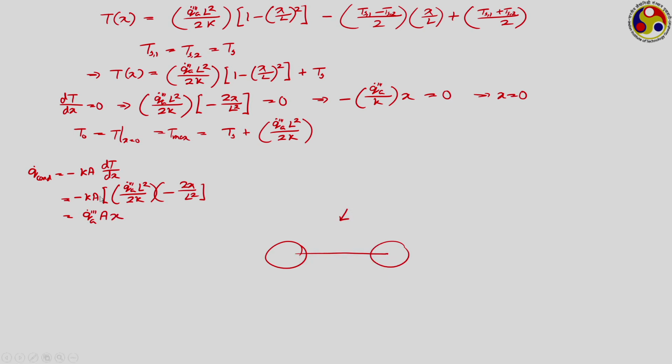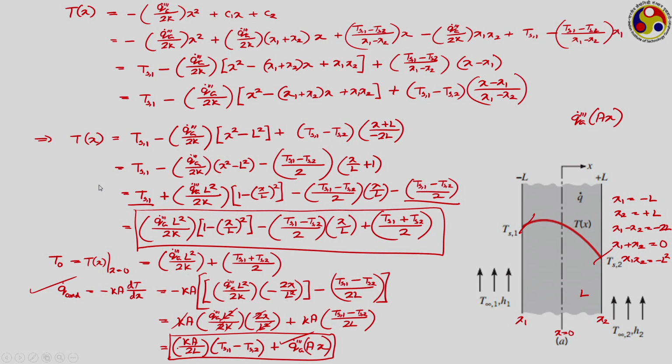So, in the previous expression, look at this, here the expression for q 0 triple prime that we got, there was a constant term and then we had that q 0 triple prime A into x, and that constant term was appearing because of the difference between these two end temperatures.